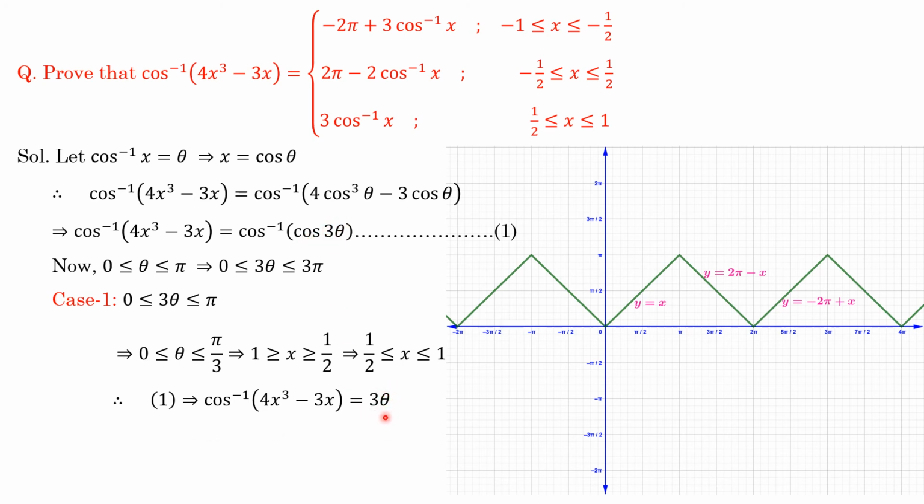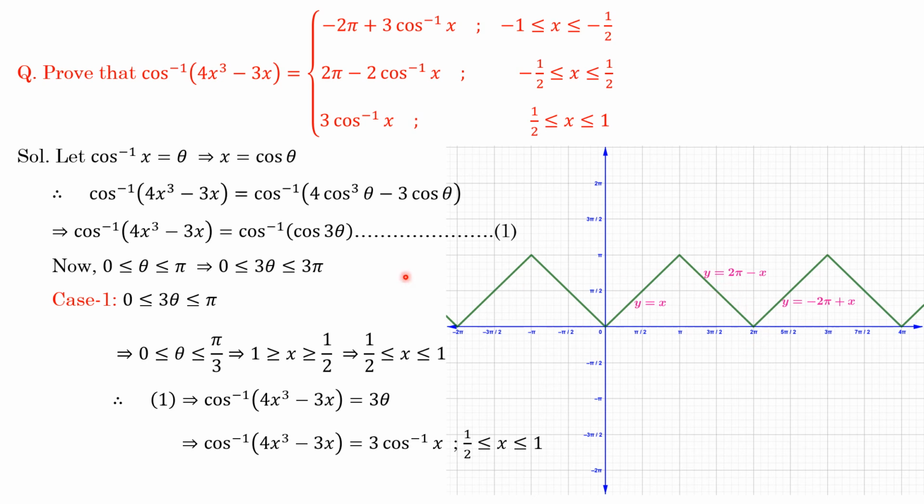Now replacing the value of theta only. So cos inverse of this is equal to 3 cos inverse of x, and for what value of x? x will be in between half up to 1. That is the answer. And then we take the second case, from pi up to 2 pi.